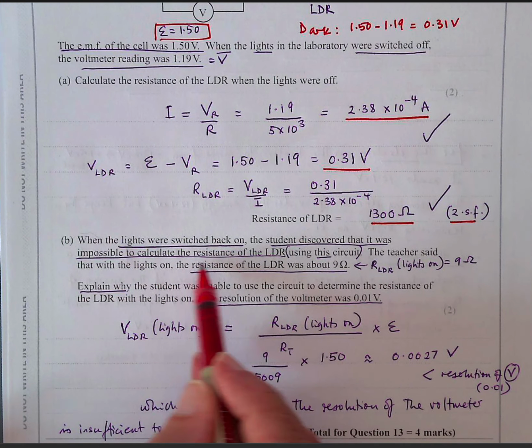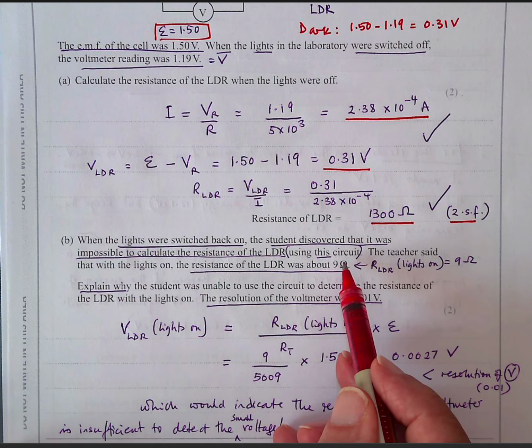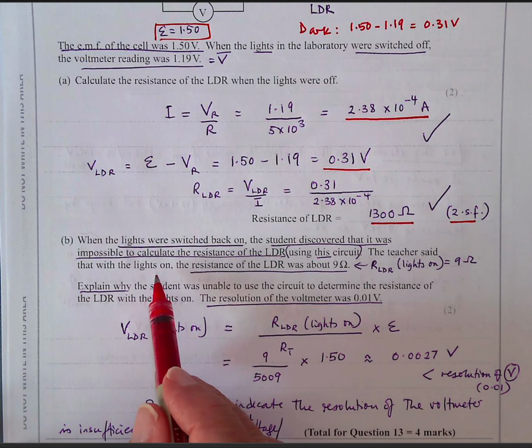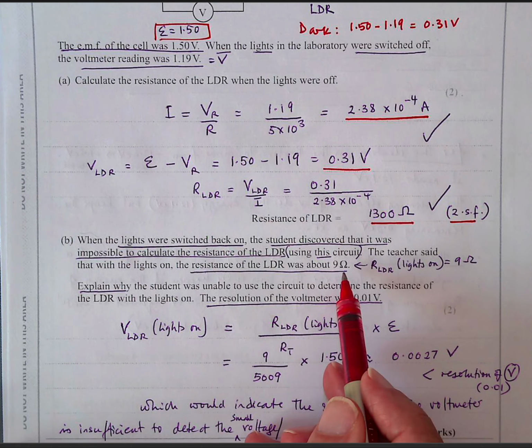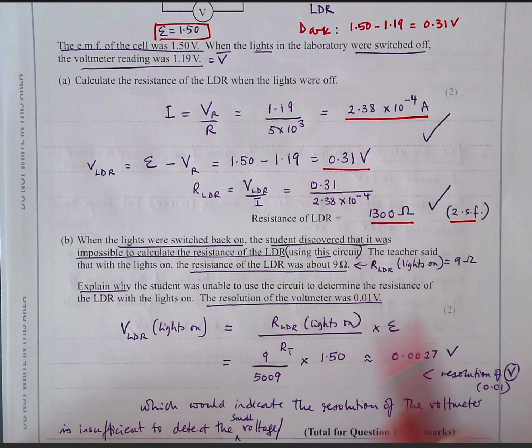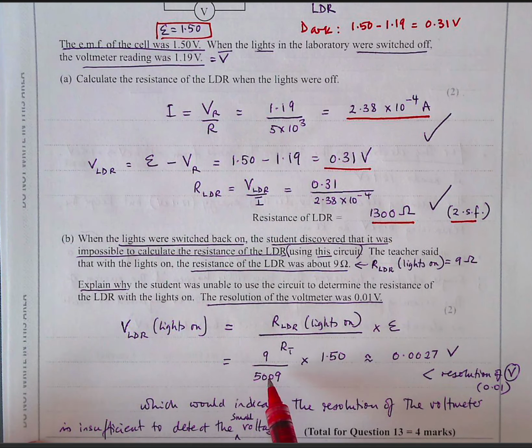that it was impossible to calculate the resistance of the LDR using this circuit. So the reason he's saying that is the teacher said with the lights on, the resistance of the LDR is about 9 ohms. I don't know how a teacher knows that. He must be given the answer. So if that is the R of the LDR, 9 ohms, then we know that the LDR with the lights on will get 9 out of 5,009 total parts of the resistance, because the total resistance in the light will be 5,000 ohms here and 9 ohms here in the light.